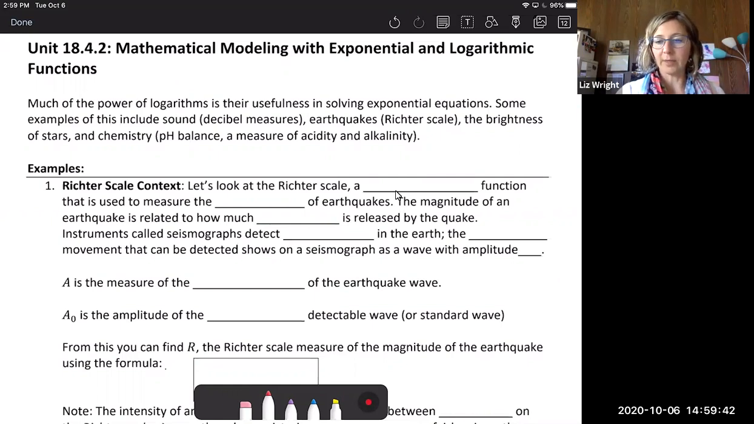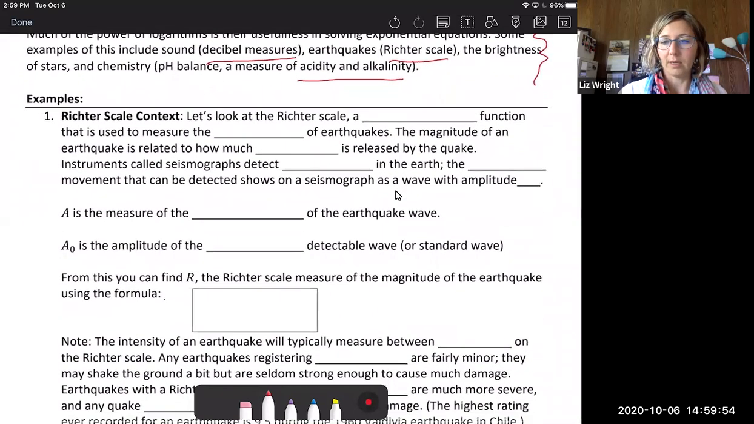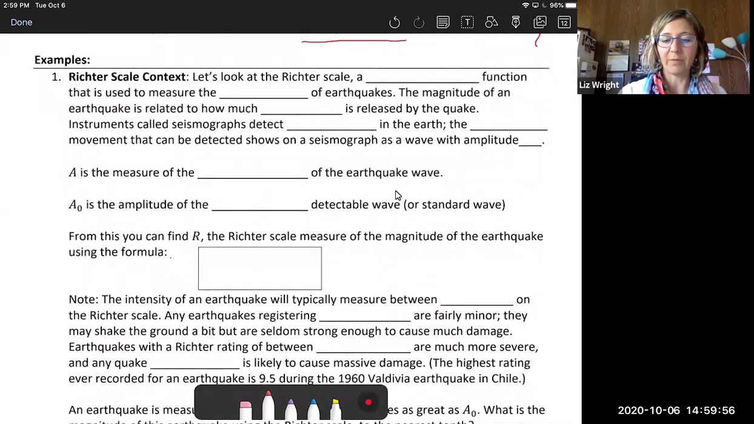So here it talks about some of the scenarios we're going to be dealing with. It talks about the alkalinity and acidity of a substance, the Richter scale, decibel measures. Some of these we've actually already looked at in some previous examples. So some of them are going to be review, and some of them we're going to do a little bit different thing with. All right, so the Richter scale context. Let's look at the Richter scale.